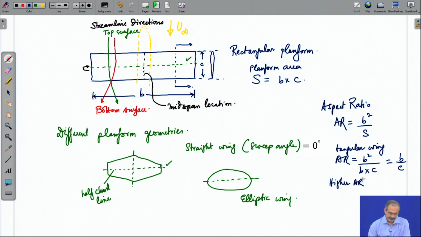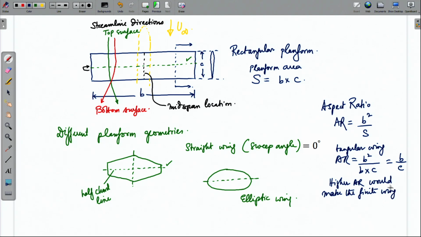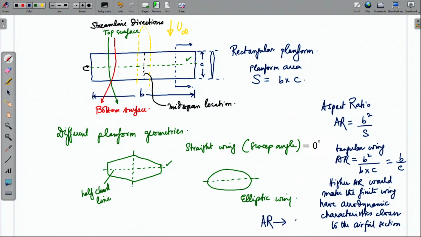Higher aspect ratio or higher span basically would make the finite wing have aerodynamic characteristics closer to the airfoil section. Remember that for airfoil section, the aspect ratio is infinity.